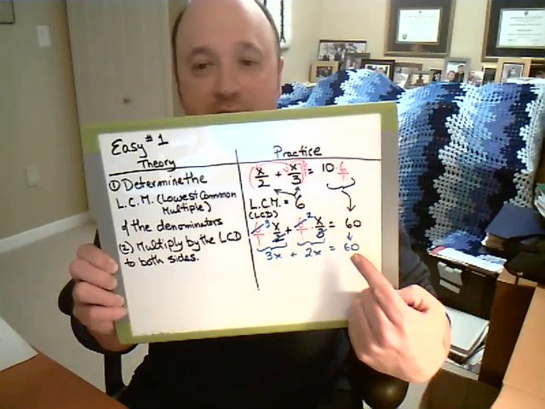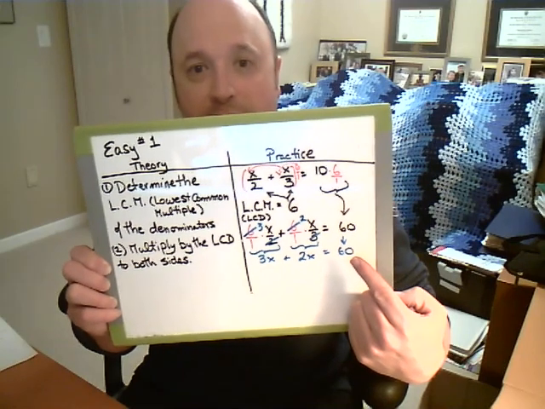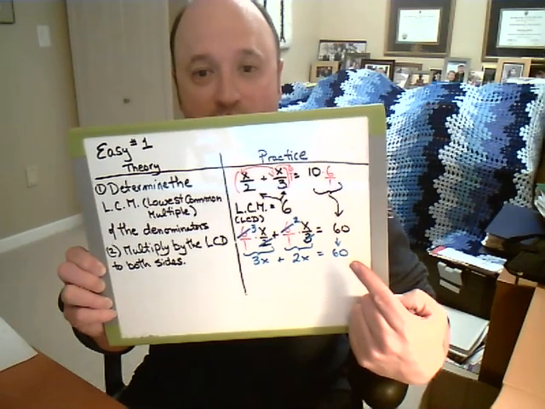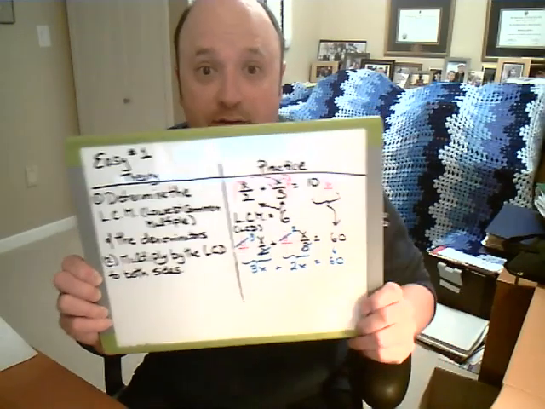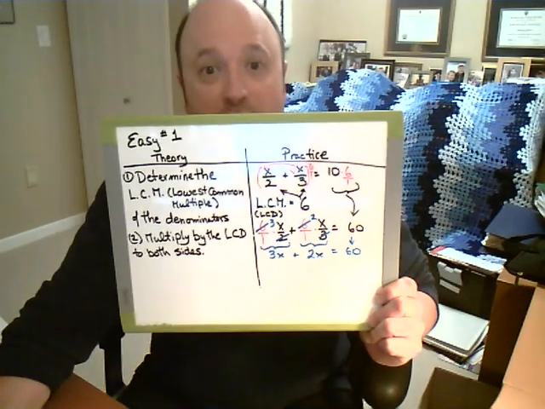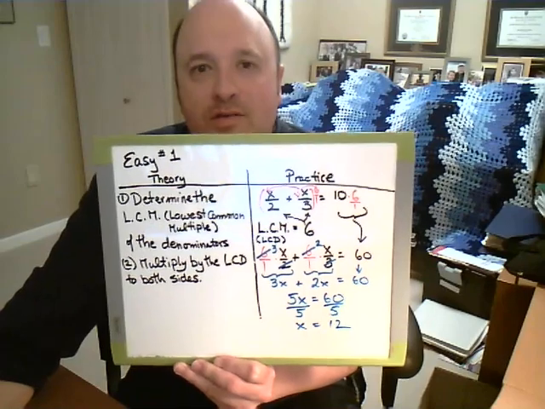Now this is an easy peasy question, right? Grade 9s, grade 8s could do this. So now we finish it off, and the question is done. So let's finish it off and move on to something a little harder. Okay, so x is equal to 12.